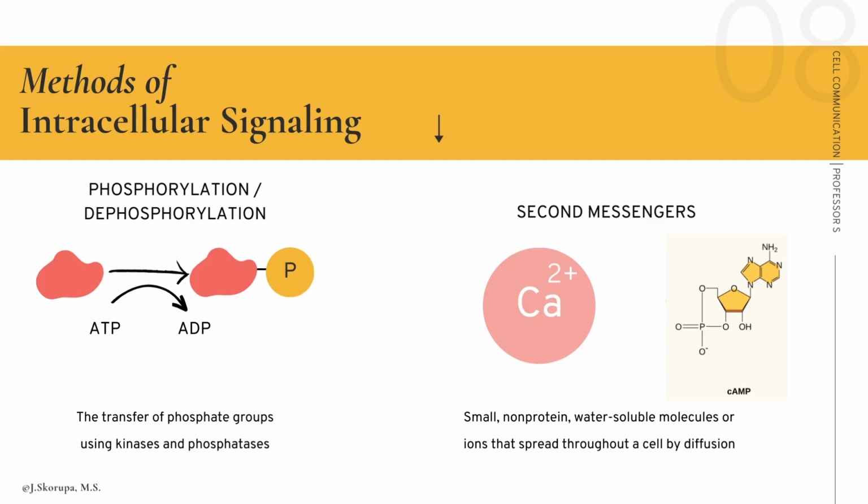In my lecture, we will discuss two methods of intracellular signaling. First is phosphorylation and dephosphorylation, which is the transfer of phosphate groups using kinases and phosphatases. The other is second messengers, which are small, non-protein, water-soluble molecules or ions that spread throughout a cell by diffusion. And we'll cover a few different second messengers and their involved pathways as well.